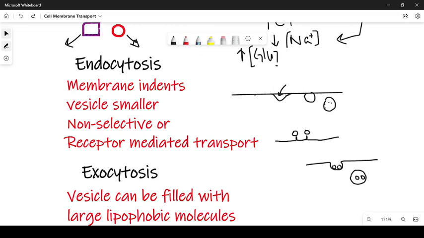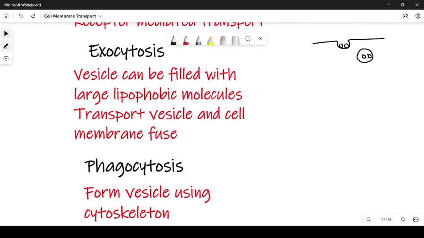Next we have exocytosis. Exocytosis is just the opposite of endocytosis. It releases large lipophobic molecules out of the cell, and the vesicle fuses with the cell membrane of the cell.